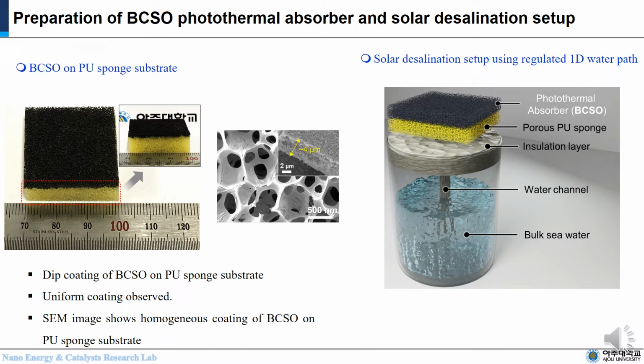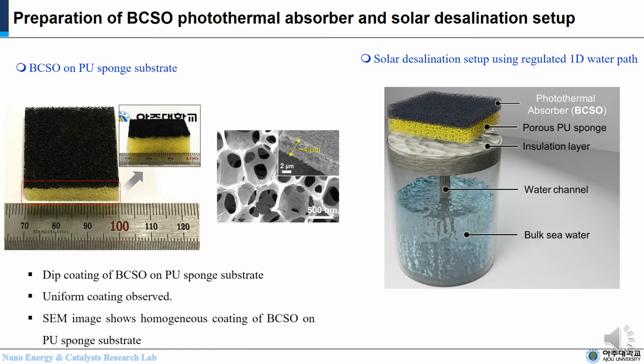Also, from the SEM image, we can see that a homogeneous coating of BCSO nanosheets was observed without any cracks or breakage, and the average thickness of the BCSO layer coating on the PU sponge substrate was found to be 4 micrometer. Solar desalination setup using regulated 1D water pathway.